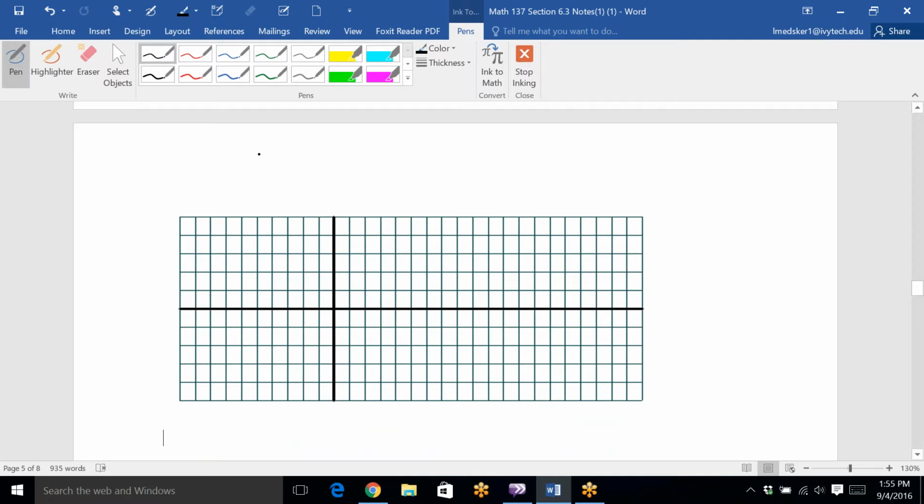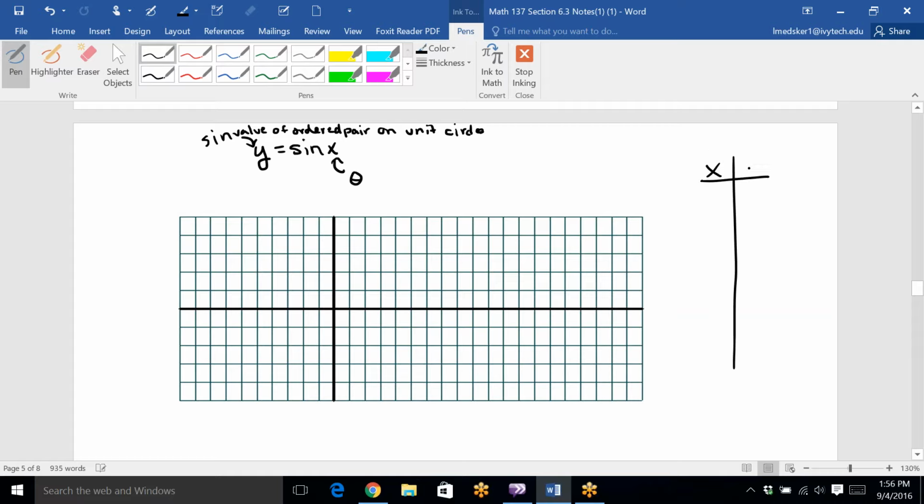So what are we going to write about sine? y equals sine x. But remember what I told you, x is really like our theta, and y is like the sine value of the ordered pair on the unit circle, which we worked on in class. So we made a little x-y chart where this is really our theta, or our angle, and this is really our sine value at that angle.